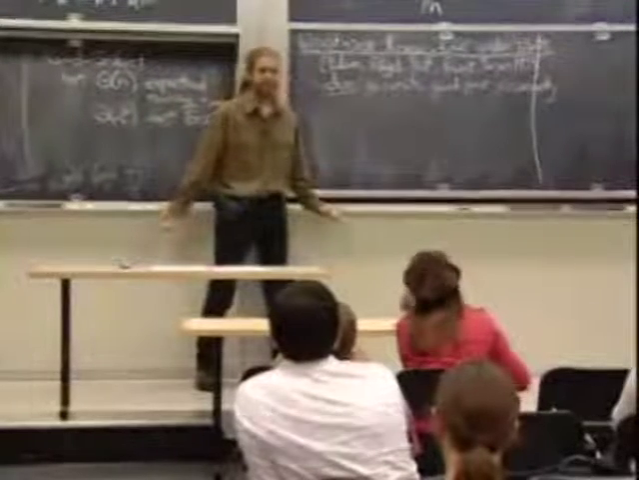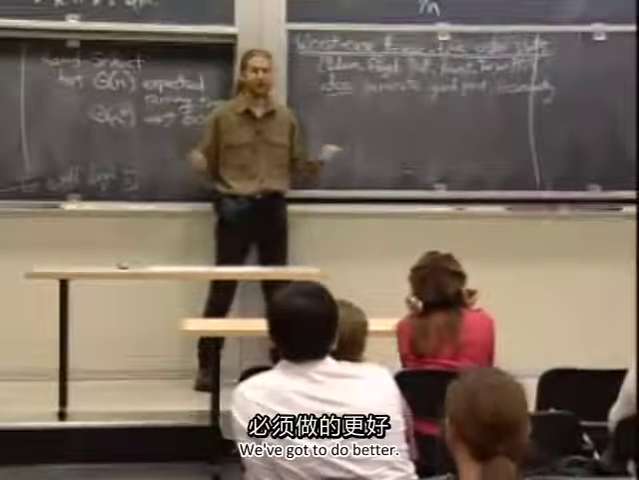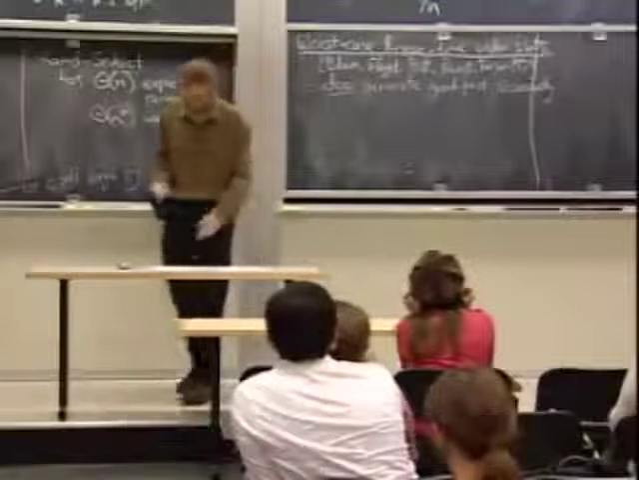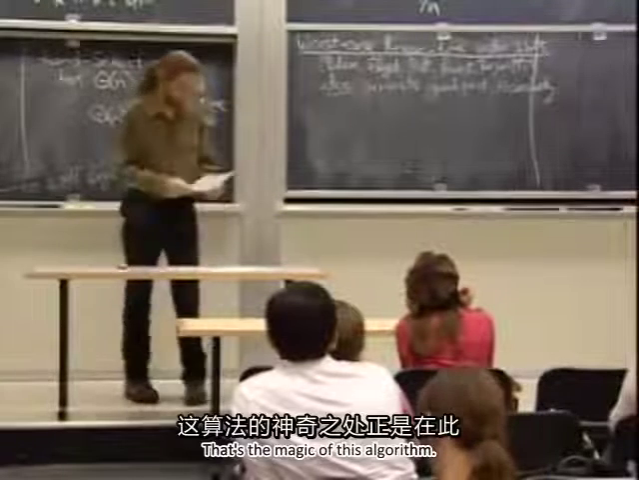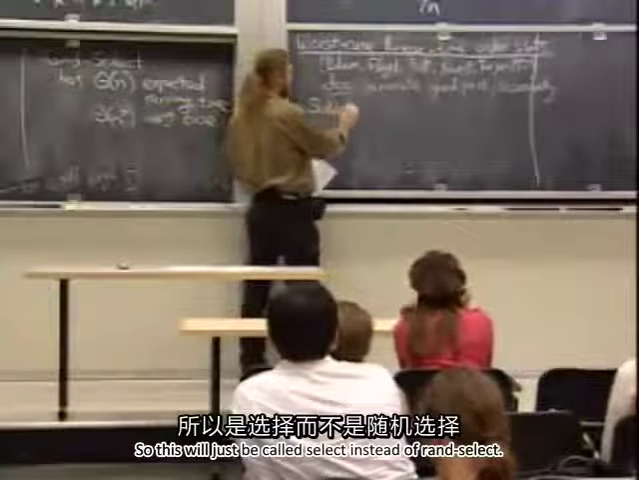That's n log n. So we can't recurse on 2 problems of half the size. We've got to do better. Somehow these recursions have to add up to strictly less than n. That's the magic of this algorithm. So this will just be called select instead of random select.